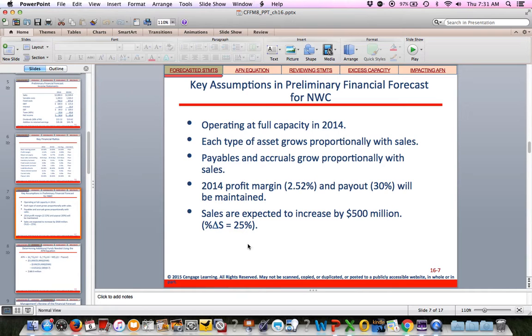Now I just want to point out that quite often when a company does a forecast, you hold some assumptions to be true unless you know better. And so it's very common to say if we forecast a 25% increase in sales, then we will just simply forecast a 25% increase in assets and payables and accruals. That's very common to do it that way, that we'll just base growth of certain balance sheet items on the same level of growth in sales.